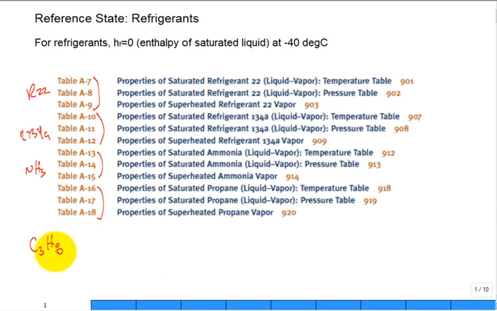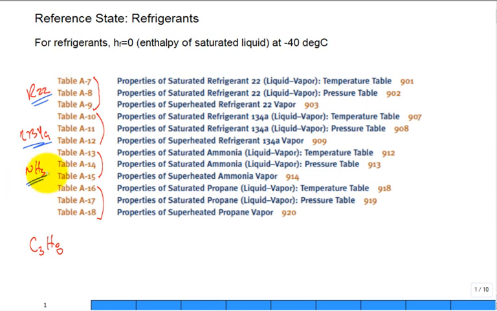Which one is more common? 134A. How many people have an automobile with an air conditioning system in it? What's the refrigerant in the automobile air conditioning system? 134A. How many people have an old residential system, say older than 5 years or so? It's probably R22. If you have a more modern residential air conditioning system, it's probably 410.